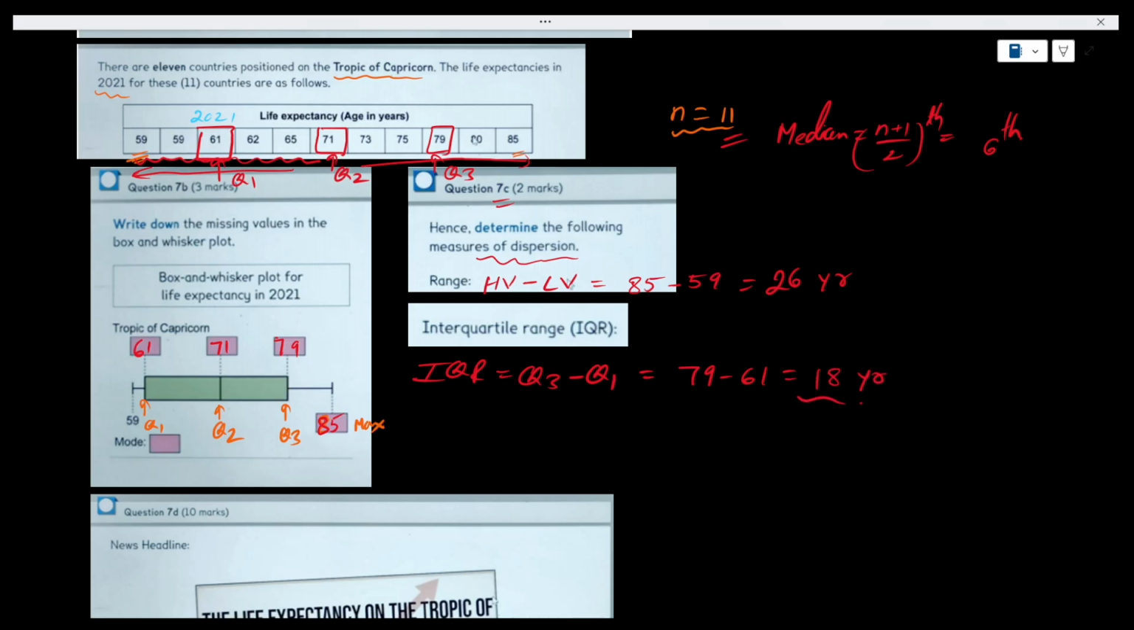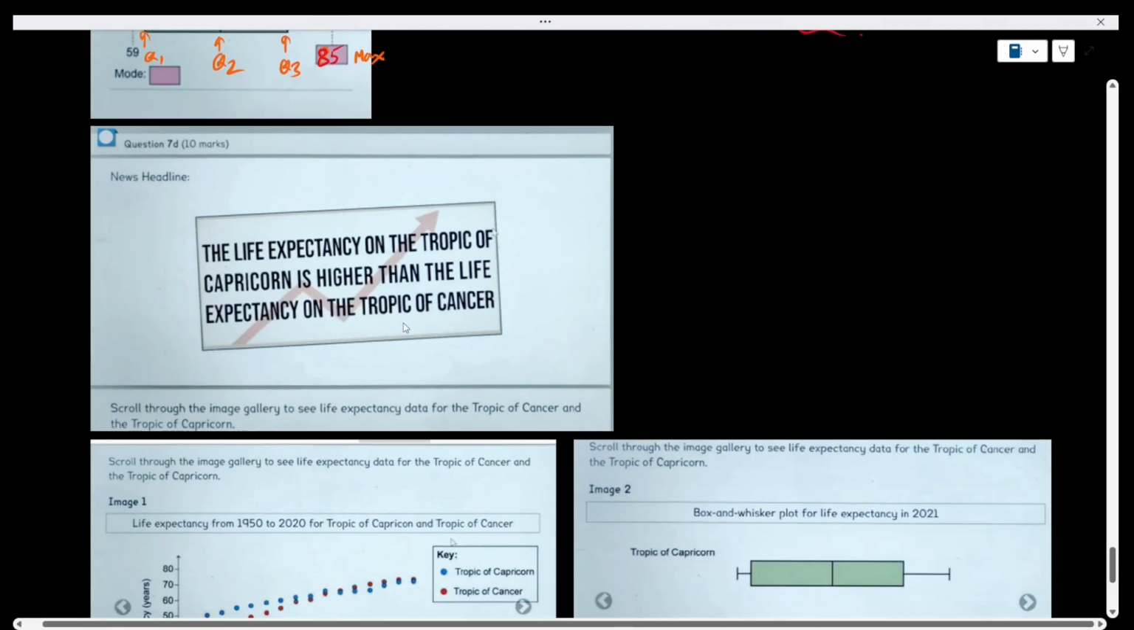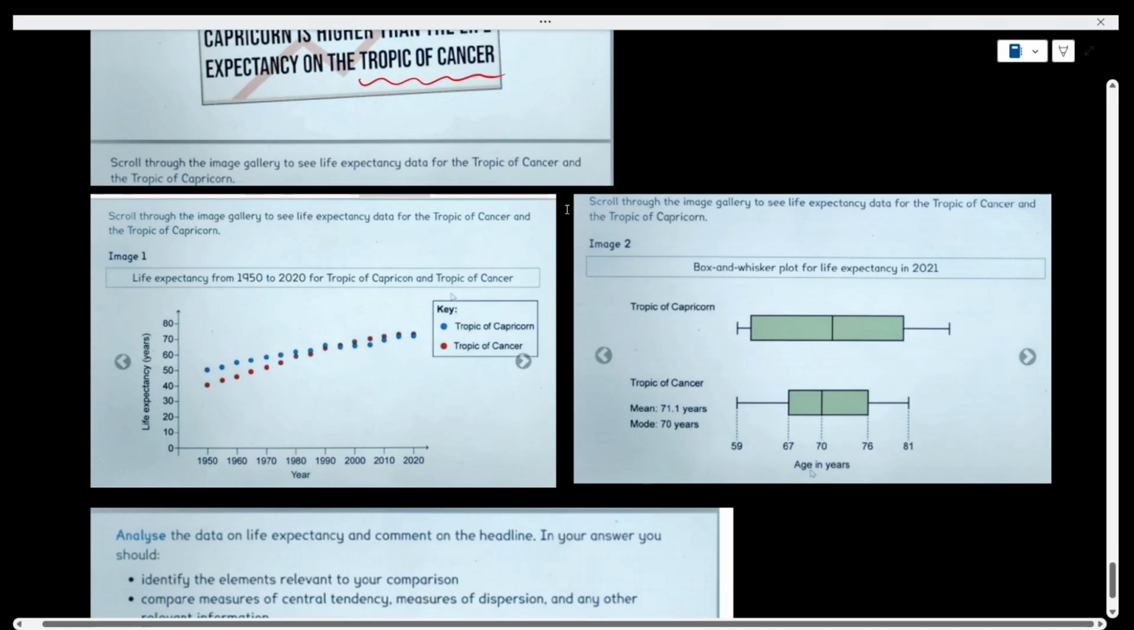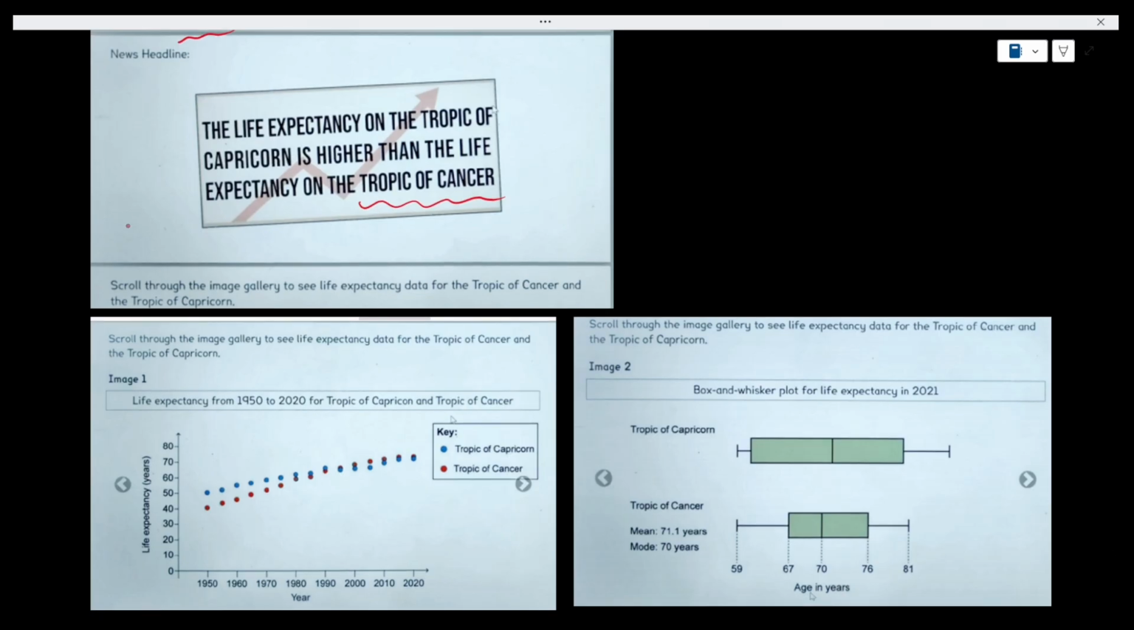Now this is done. Then the next questions are different questions of 10 marks. What is given here? The first one is a news headline: the life expectancy of the Tropic of Capricorn is higher than the life expectancy on the Tropic of Cancer. They have given this here, and you need to observe this data.